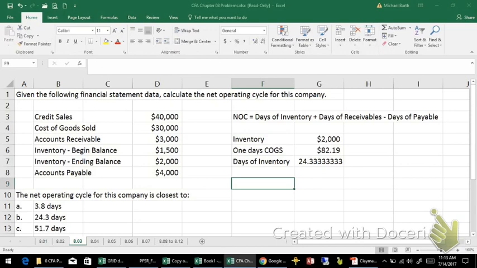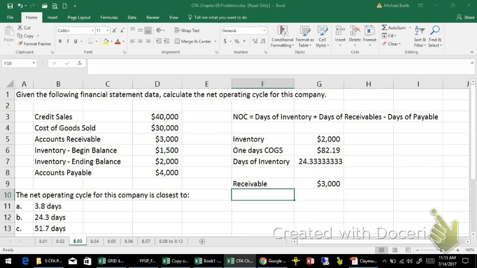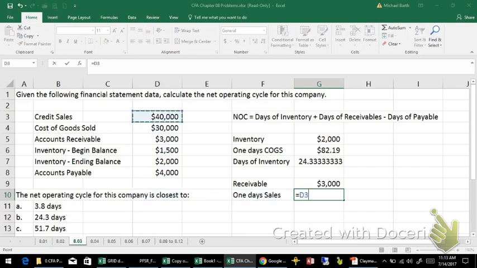The days of receivables, you take accounts receivable, which in this case is $3,000, and divide it by 1 day's sales. Okay, so if we sell $40,000 per year, then 1 day's sales would be 1/365 of that. Notice that the inventory uses cost of goods sold in the denominator because when we buy and sell inventory, we measure that through cost of goods sold.